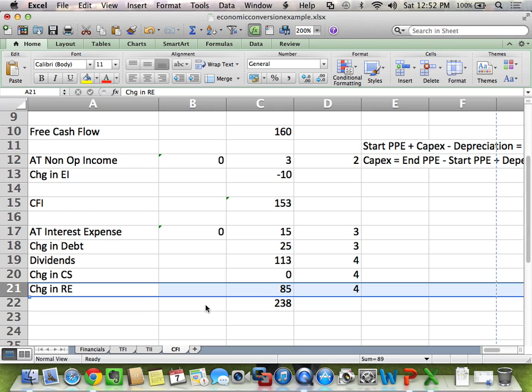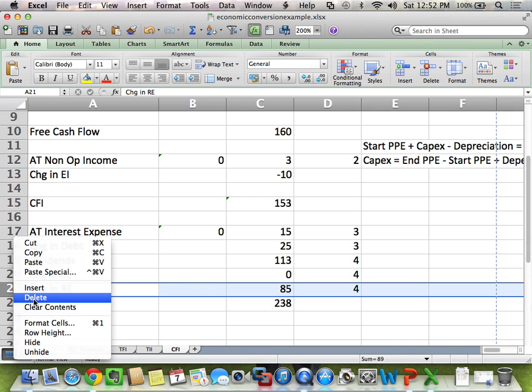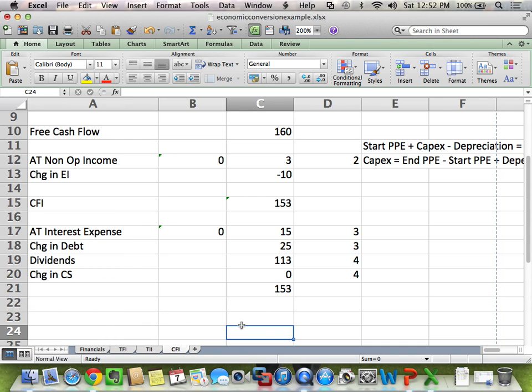So trick number 1 on the equity side is it's dividends, not net income. And trick number 2 is you ignore retained earnings, or you basically ignore non-cash accounts, because a change in a non-cash account does not affect cash flow. So when we get rid of the change in the retained earnings, our statement balances. I generated 153 of cash. This is who I paid it to. I paid 15 in interest to my bondholders. I paid 25 of principal to my bondholders, and I paid 113 in dividends to my shareholders.